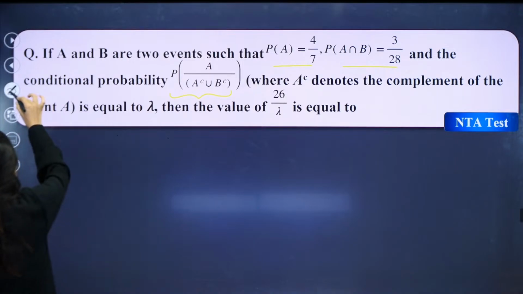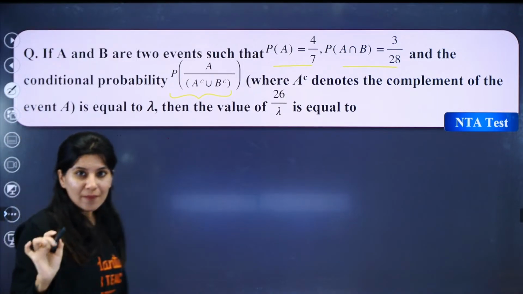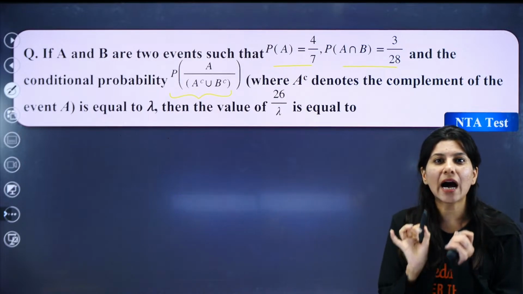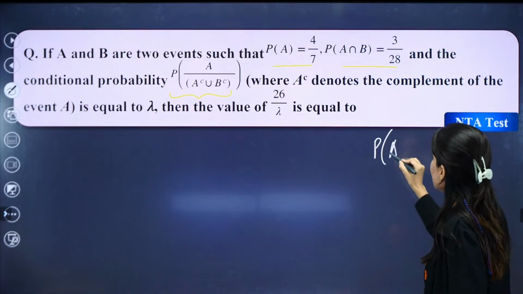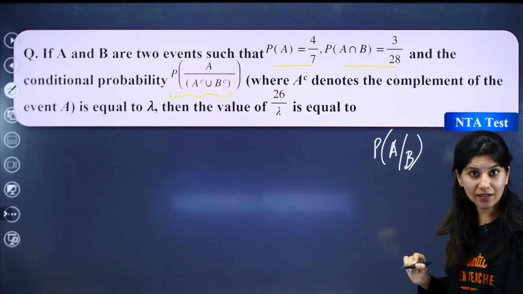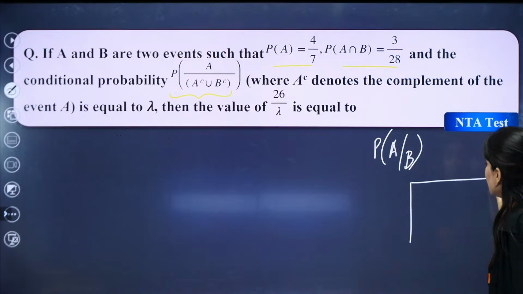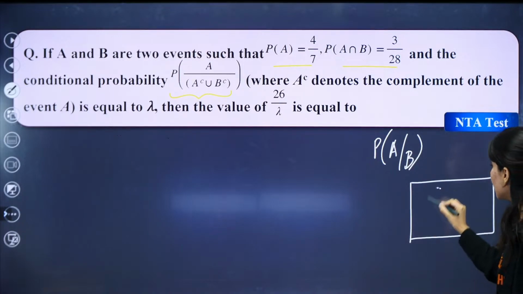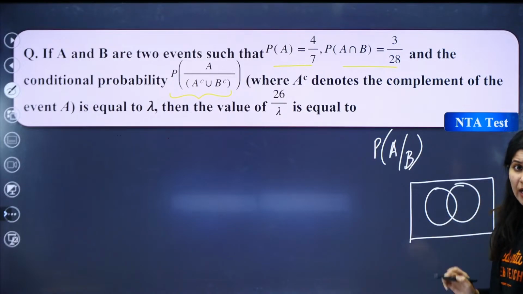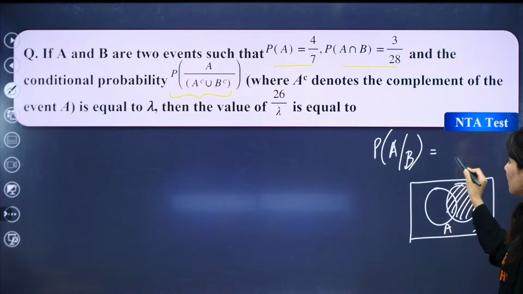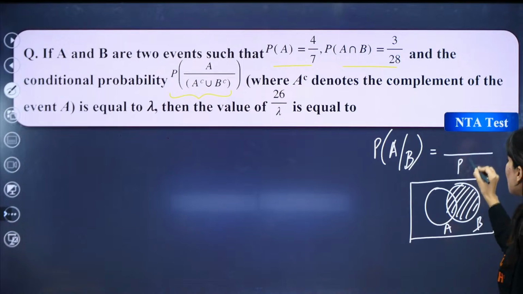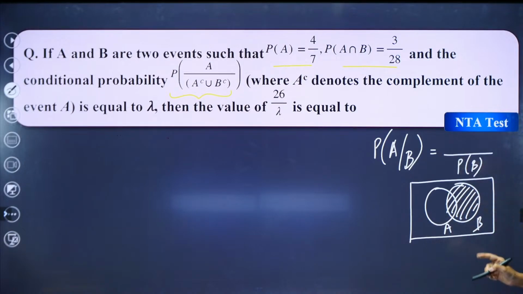Before actually getting into this question, I would like to tell you about conditional probability. It will take hardly 30 seconds. Probability of A given that B has already occurred. B has already occurred here. This is your B. That means the total probability is the probability of B, and in that area you are finding your A.